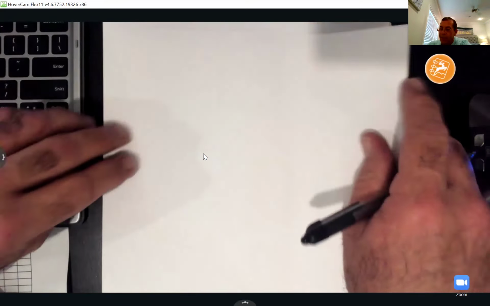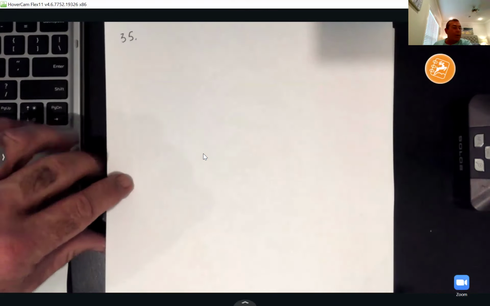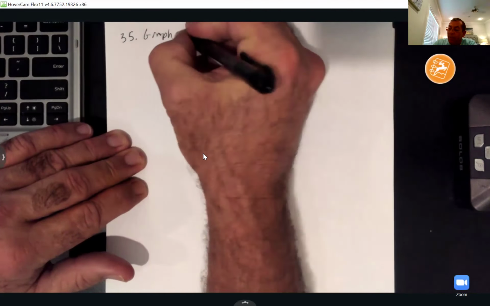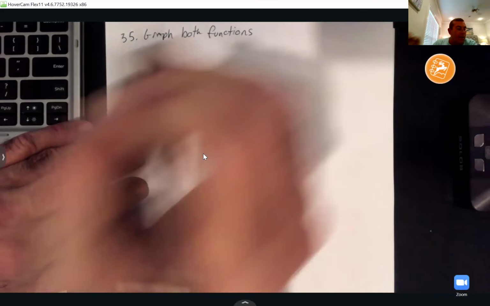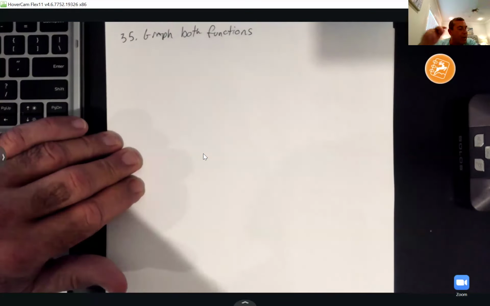Alrighty, y'all. So let me see. The last little bit of this section is having us do a graph. So this will be like number 35. Now, what they want me to graph, they want me to graph both functions. And then you'll pick a graph that has your 2 functions on it, okay?